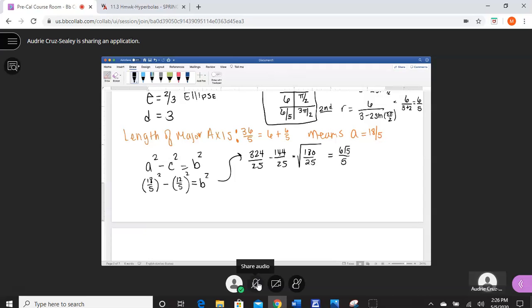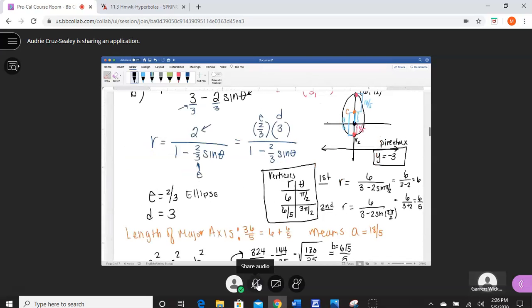Okay, so this is B. So B is equal to 6 the square root of 5 over 5. What is the length of the minor axis? How do you find the length of the minor axis? I just multiply it by 2. Very good. We're going to multiply it by 2. So you get 12 the square root of 5 over 5, and that is the length of the minor axis. And we found everything. We found the center, vertices, directrix, length of major axis, length of minor axis.